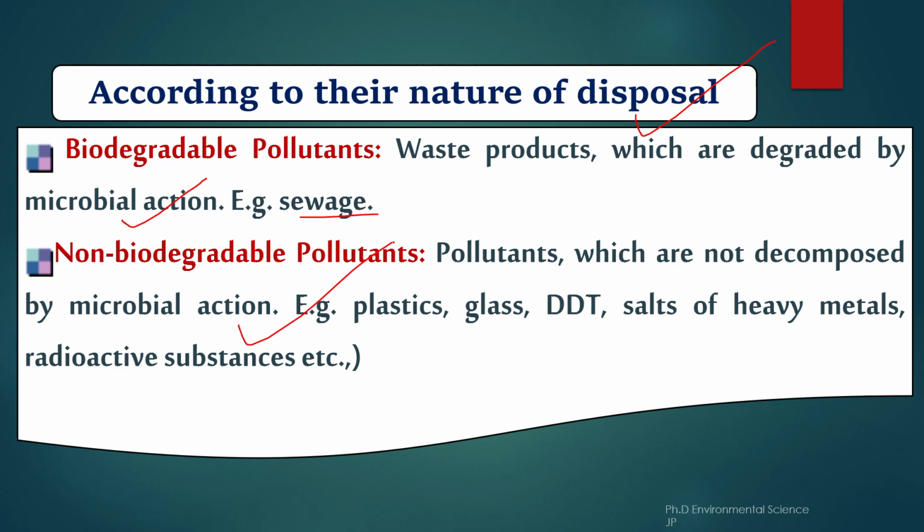DDT is dichlorodiphenyl trichloroethane. It is a synthetic pesticide which is highly persistent in the environment and can accumulate in the tissues of living organisms, leading to toxic effects.